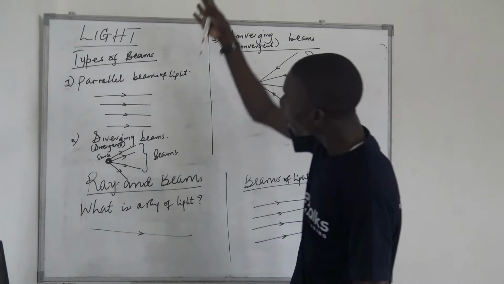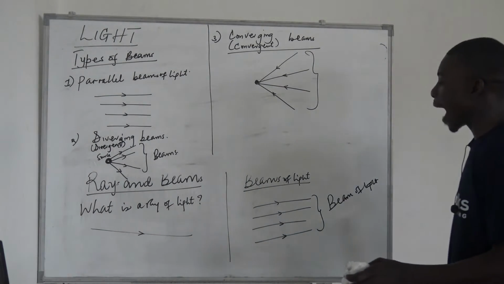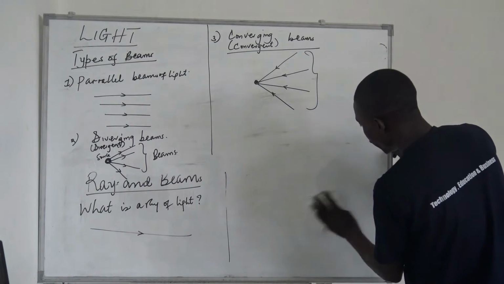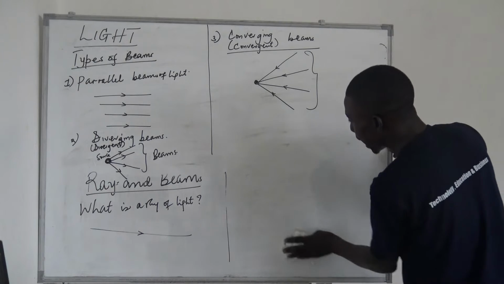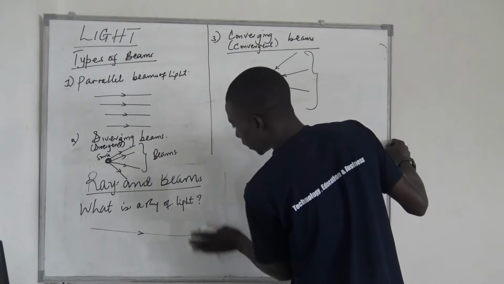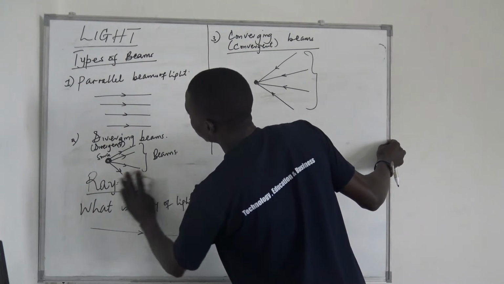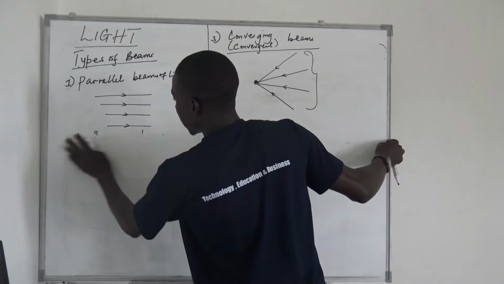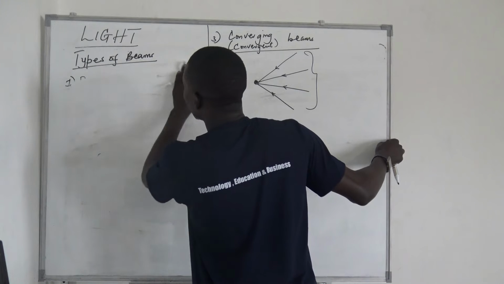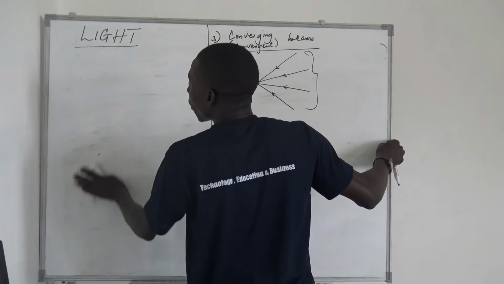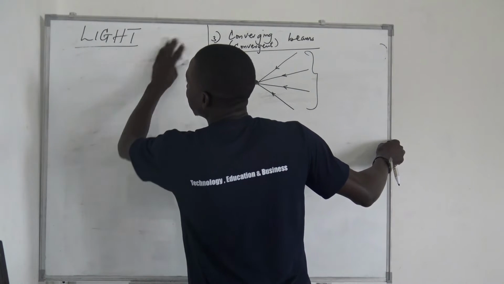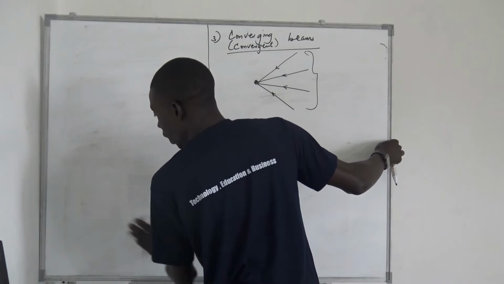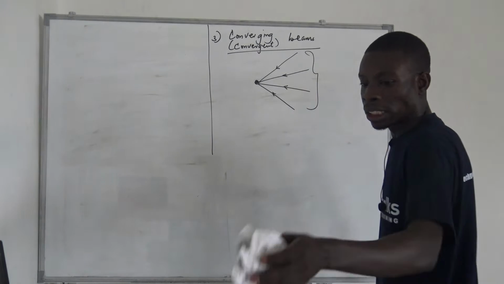So after looking at all this introduction of our light, let's look at something very simple under light. Let's look at something called the propagation of light, or what you can call linear propagation of light.